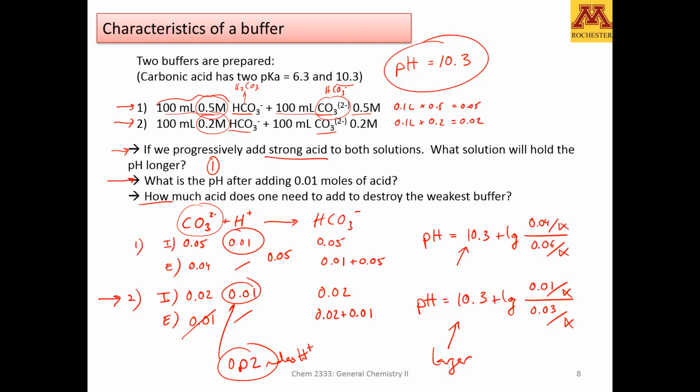Hopefully that gives some perspective on buffer solutions, because even though in both solutions the pH is the same, they behave differently when you add the same amount of acid or base.